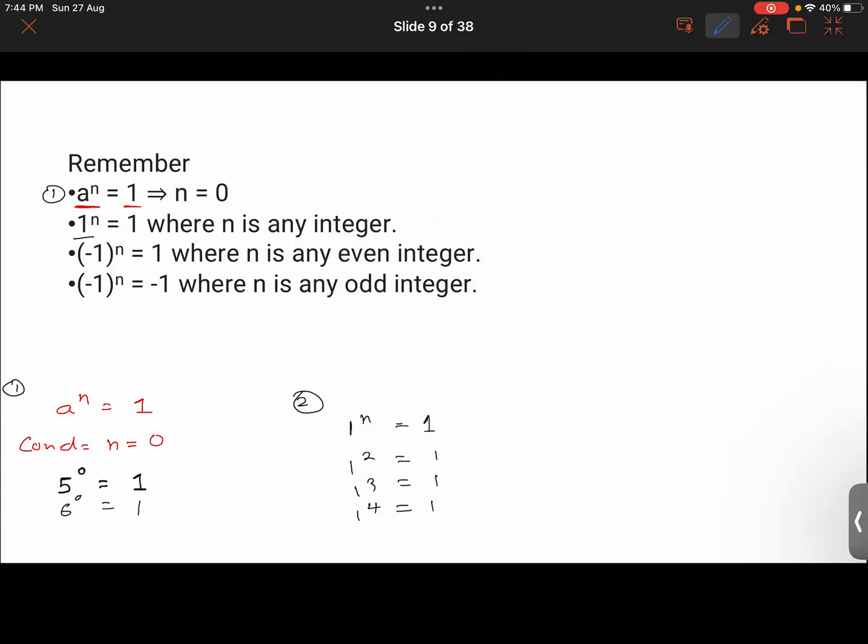Then the third point, what does it say? If I am having a negative value, minus 1 raised to the power n, it will be equal to 1 if the value of n is an even number, right?